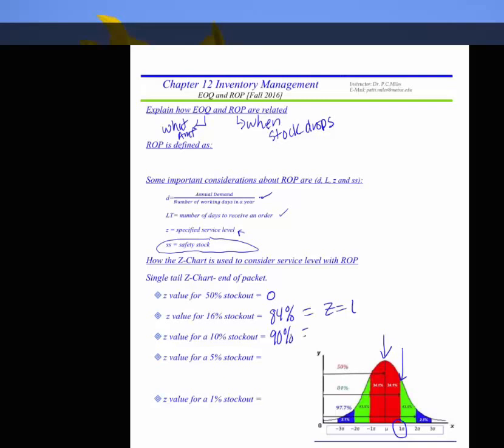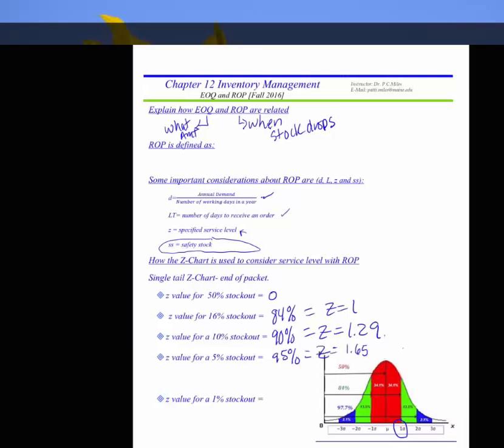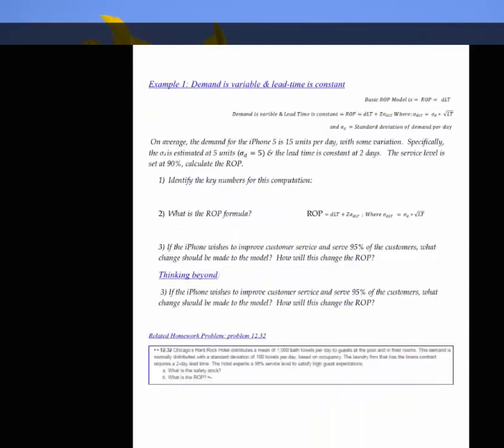So our Z value will then be 1.29. And then if we're going to turn away 5%, so then we're going to be serving 95% of our customers, then we're going to have a Z value of 1.65. Now, if we want to serve 99% of our customers, now we're way out here on the tail, 2.3. So we're going to need these as we calculate our reorder point problem. So now let's turn the page and take a look at the first setup we've got.